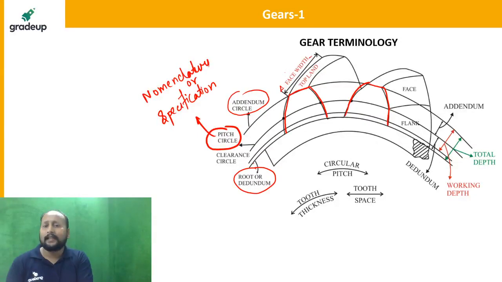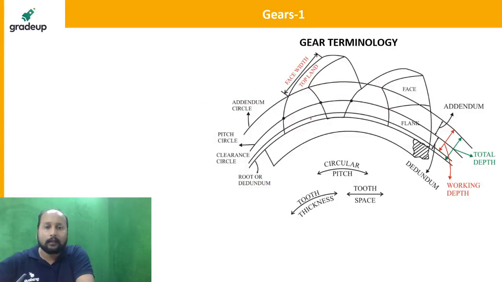Now, what's the meaning of this addendum, pitch, and root circle? The addendum circle is basically the circle which is passing through the top face of the teeth. This is known as your addendum circle. The circle which is passing through the base of the teeth is known as dedendum circle. Is that clear?